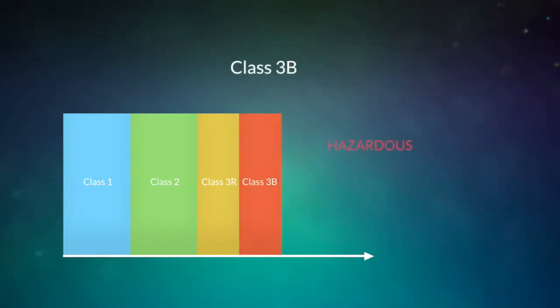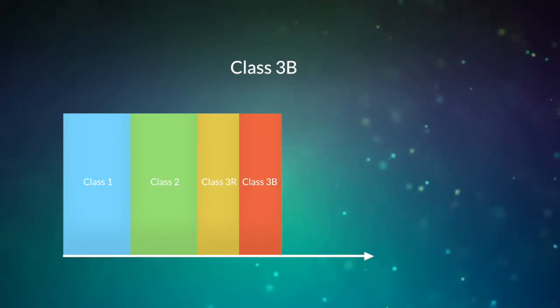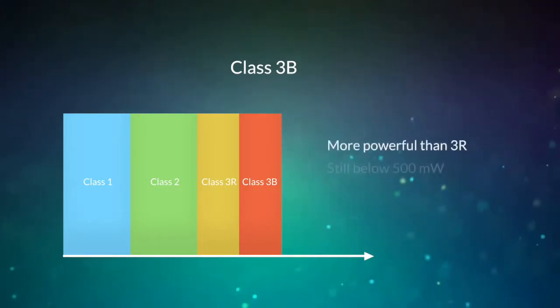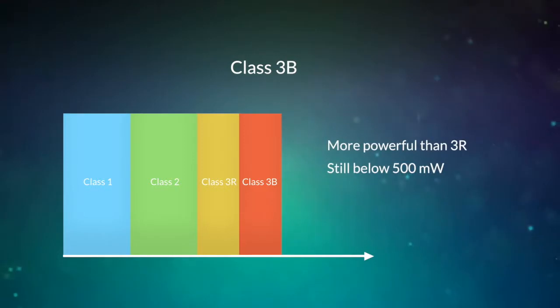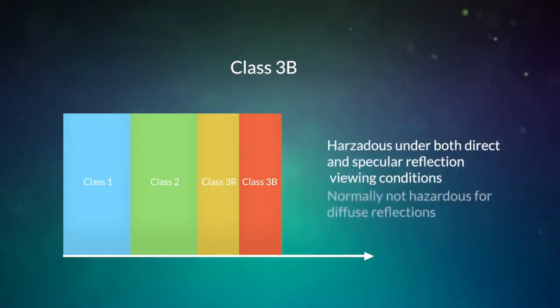Class 3B lasers may be hazardous and must include both safety interlocks and a key switch. Lasers belonging to this class are more powerful than Class 3R lasers. However, they have an output power less than 500 milliwatts. Class 3B lasers may be hazardous under both direct and specular reflection viewing conditions. However, they normally are not hazardous for diffuse reflections.